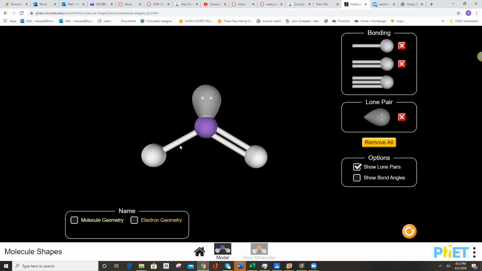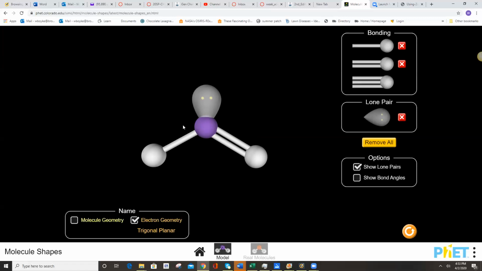I still have 3 electron groups. This lone pair counts as an electron group: 1, 2, 3. How are those electron groups arranged? Well, they're arranged the exact same way they were before, in this trigonal planar fashion. Everything's arranged about 120 degrees apart for those different electron groups. So that stays the same. Anytime you have 3 electron groups, you're looking at a trigonal planar electron pair geometry.